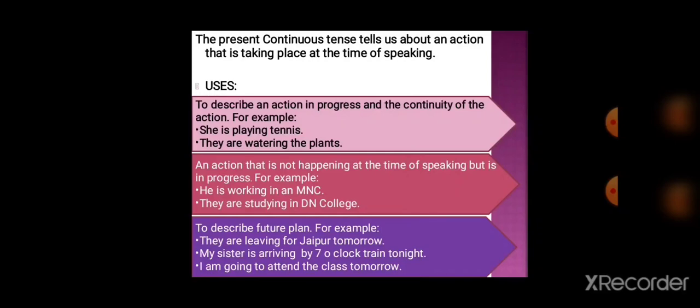Now it is also used to describe future plans. For example, they are leaving for Jaipur tomorrow. My sister is arriving by the 7 o'clock train tonight. I am going to attend the class tomorrow. So these are future plans. Like they are leaving for Jaipur tomorrow, it is a plan which will be done tomorrow.